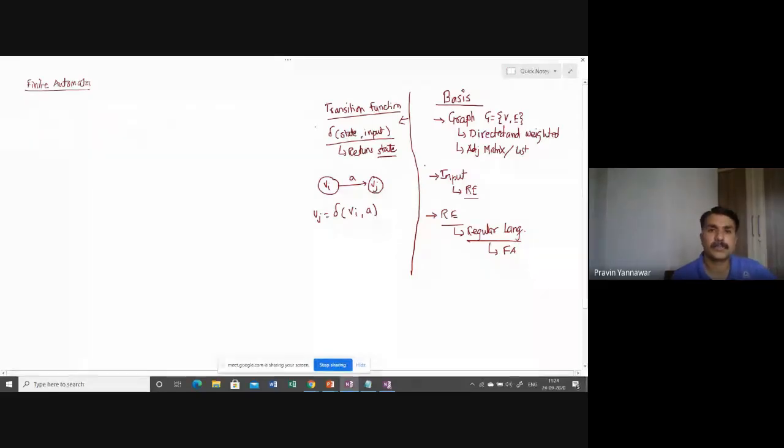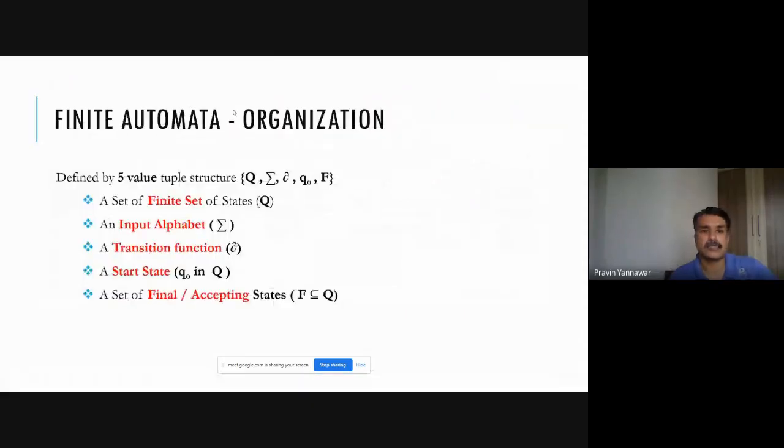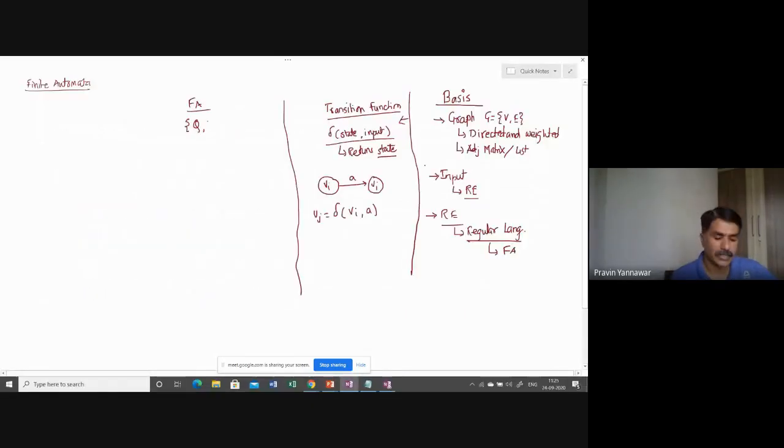Now let us come back to this particular point. You have got a finite automata FA, and this finite automata is represented by a five tuple structure. What are they? First is Q, then sigma, then you have got delta, Q0 and F. So let us try to understand these terms now.